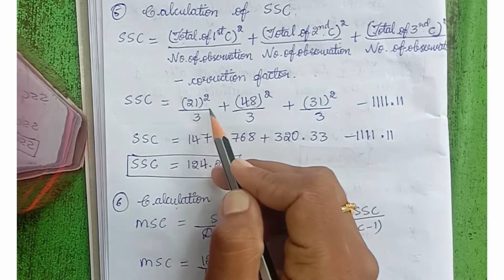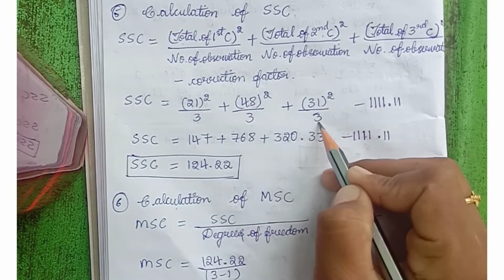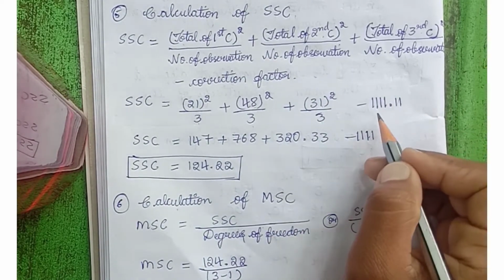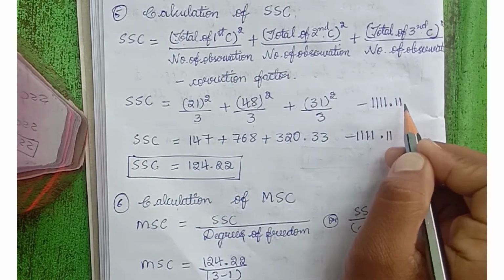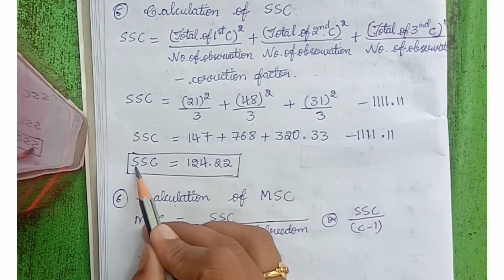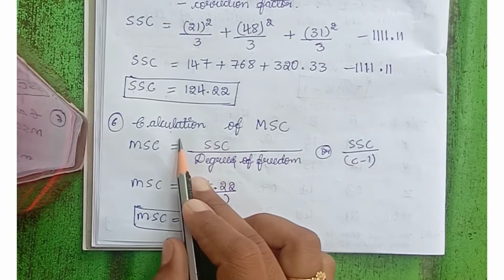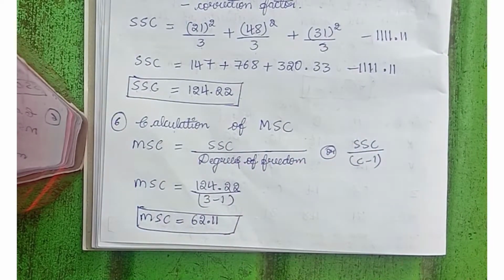So 21 square divided by 3, 48 square divided by 3, 31 square divided by 3, minus the correction factor, that is 1111.11. After substituting these values, we get SSC as 124.22. So next step, we have to calculate MSC, the mean sum of squares of columns.